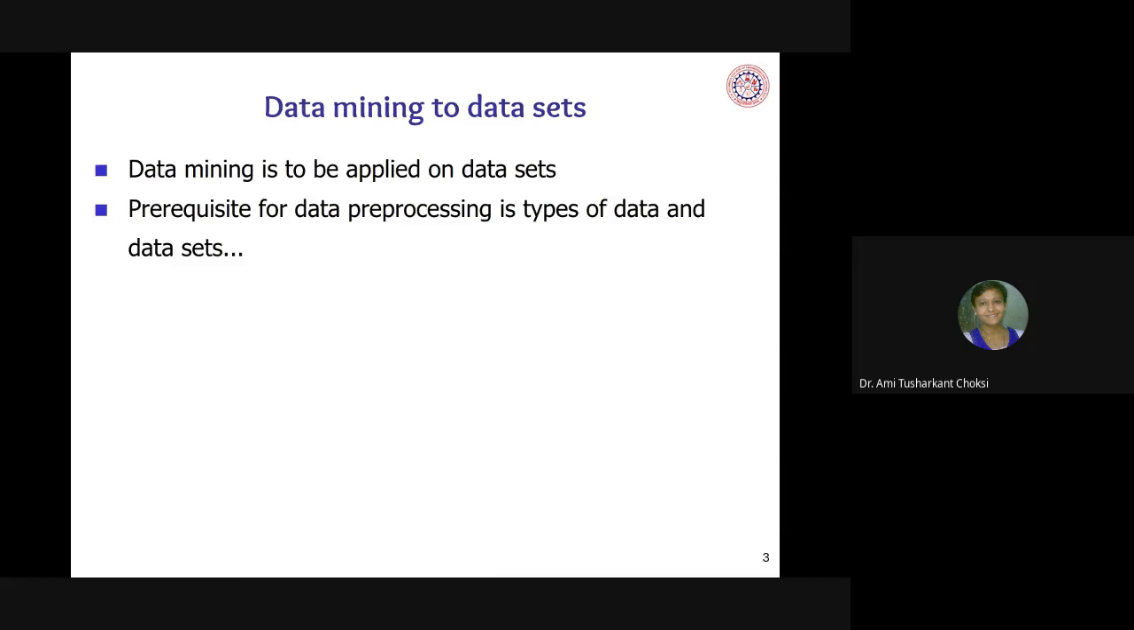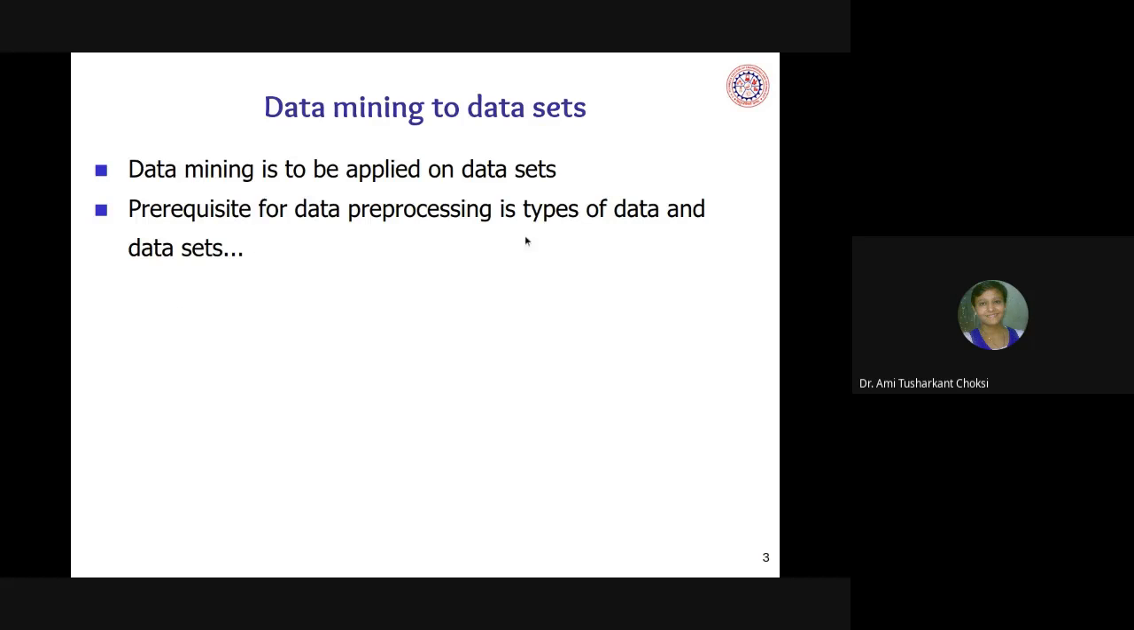Data mining on data sets. What do we mean by that? Data mining is to be applied on data sets. People who have already studied the Python for data science subject know that they have the data set, and on that they apply the algorithms, right? And that's what we want to do here. That is, data mining is to be applied on the data sets.